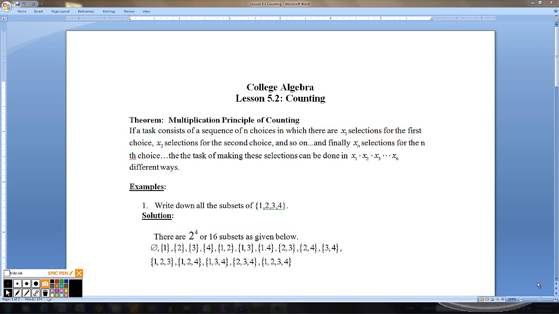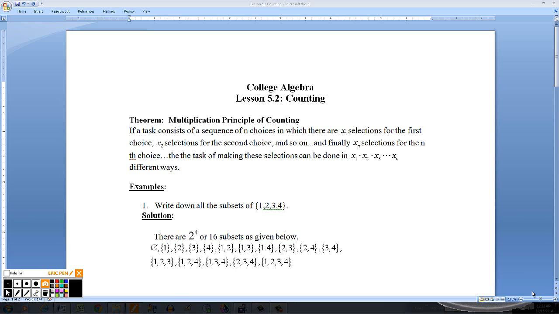Okay, in this lesson 5.2 on counting, I'm going to utilize some of the ideas from the previous lesson dealing with sets. But let me first go over the first theorem that we're going to apply. This is called the multiplication principle of counting.